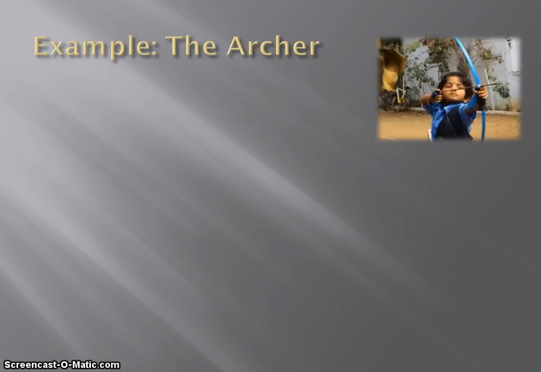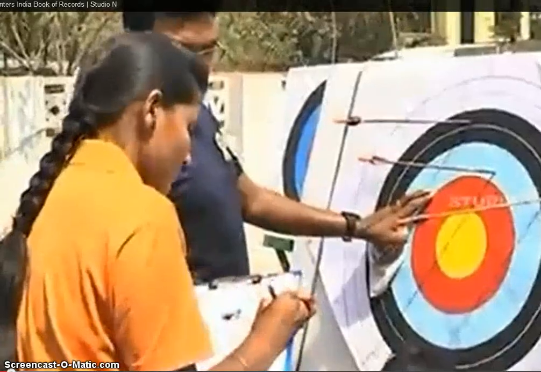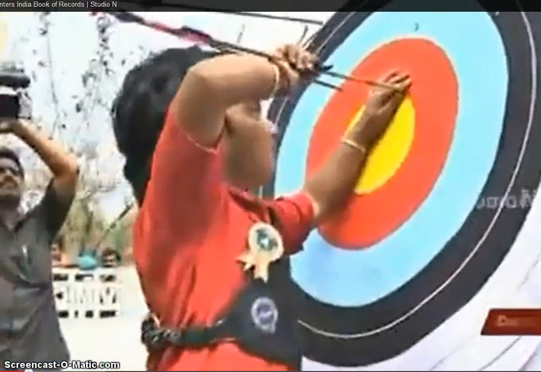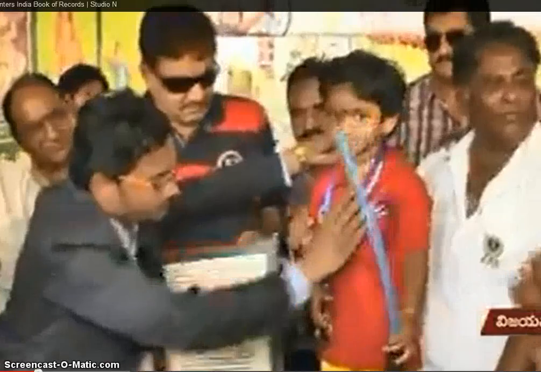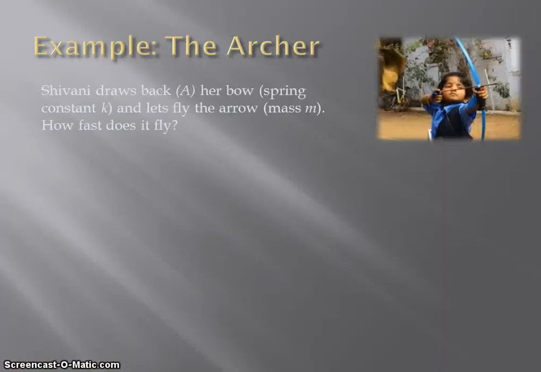Here's our first example, the archer. Shivani draws back her bow, a stretch distance of A. The bow has a spring constant of K, and she lets fly the arrow. The arrow flies very fast with minimal drift to hit square in the middle of the bullseye.